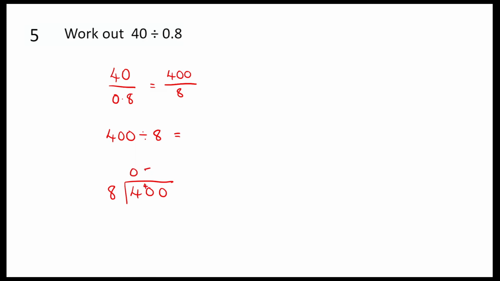40 divided by 8 is 5, and 0 divided by 8 is 0. So that gives us an answer of 50. 50 for 400 divided by 8, and 50 for our initial question, 40 divided by 0.8, because they're equivalent.